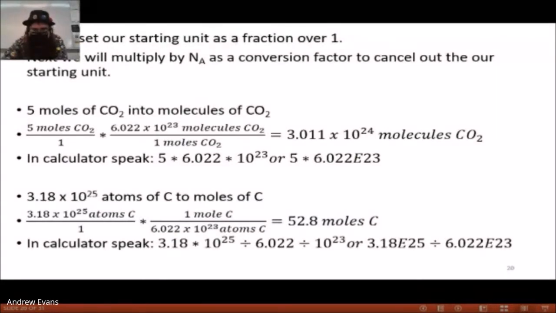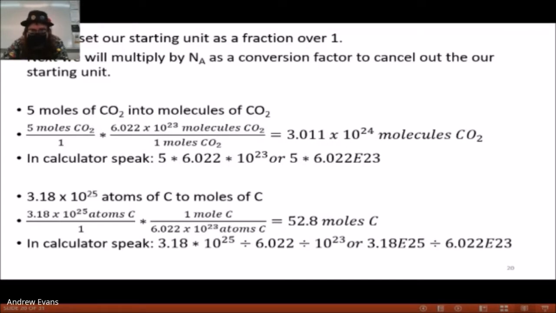Now, if I want to turn atoms into moles, if I have 3.18 times 10 to the 25th atoms, and I say how many moles is that? 1 mole goes on top, and the Avogadro's number of atoms goes on the bottom. So I'm going to divide by 6.022 times 10 to the 23rd. Dividing by that, I get 52.8 moles.